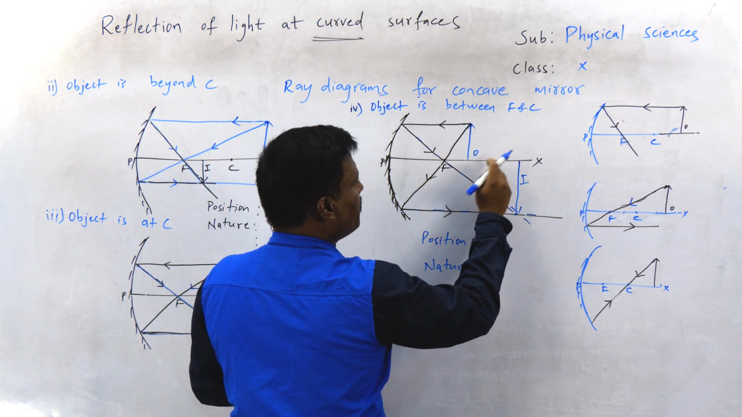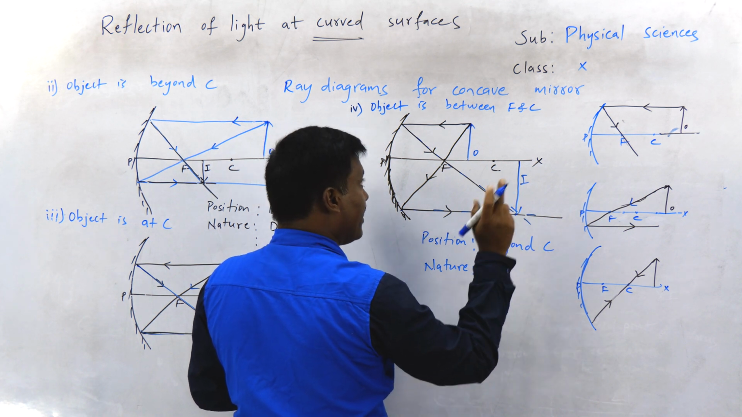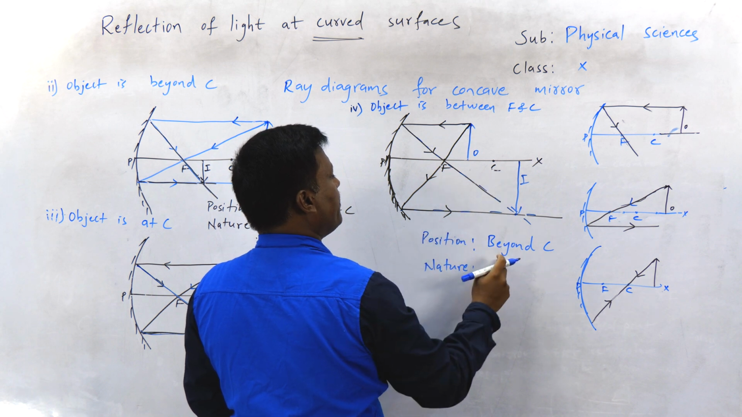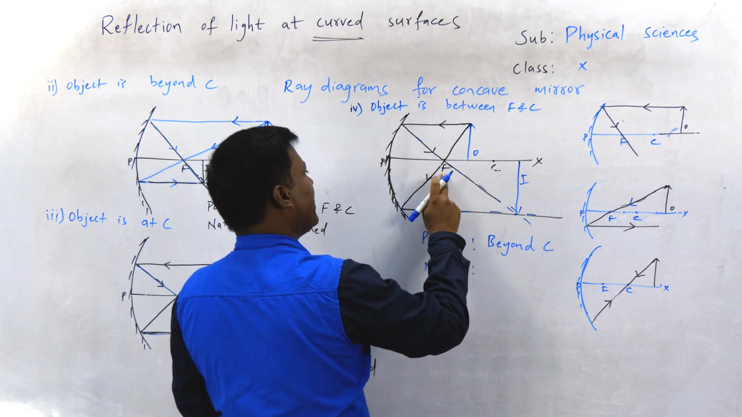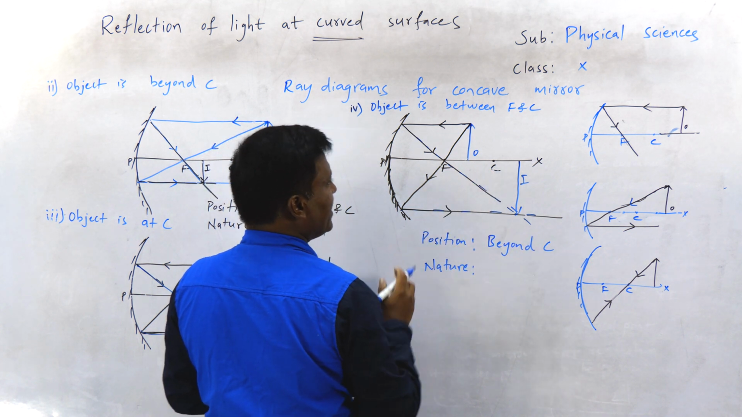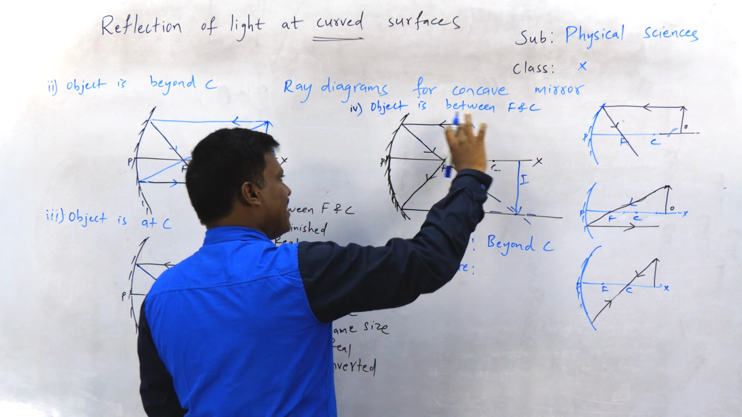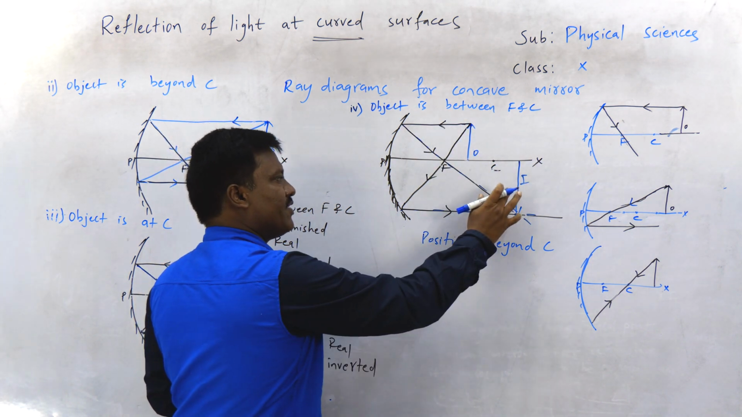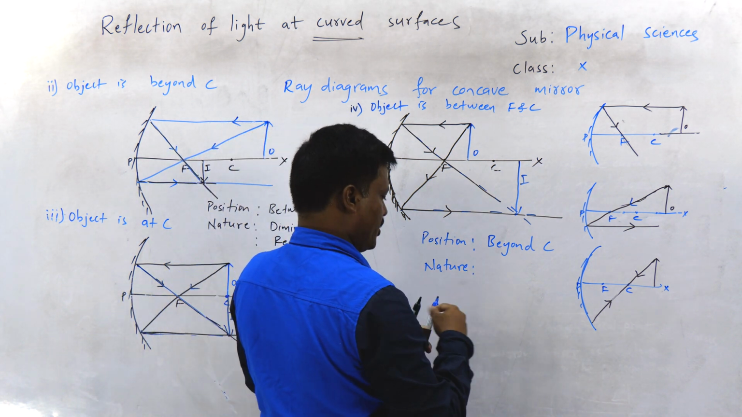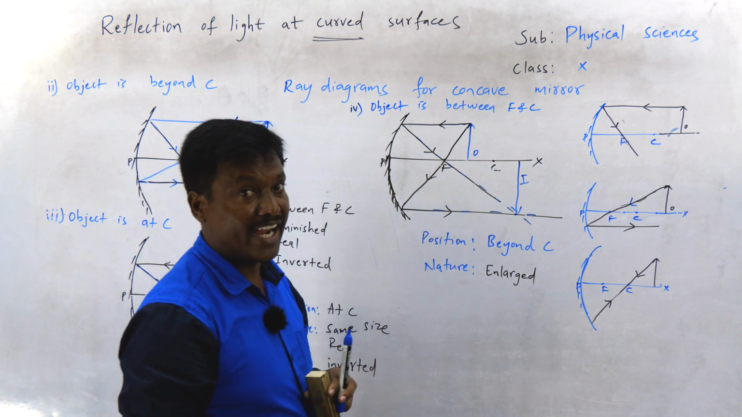Now you see the position of the image. Where is the image formed? Beyond C. When does the image form beyond C? When the object is placed between focus and center of the curvature, the image forms beyond C. This is also called the focal point. When the object is placed between the focal point and center of the curvature, the image forms beyond C. What is the nature now? You see the size of the object and the size of the image. Image size is bigger than object size. When the size of the image is bigger than the size of the object, we call it an enlarged image. Enlarged, magnified also.